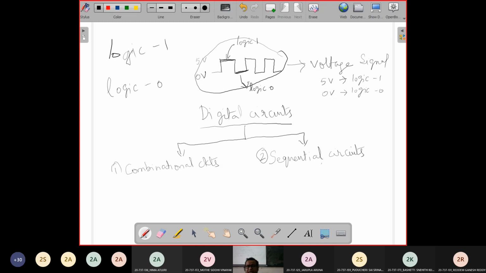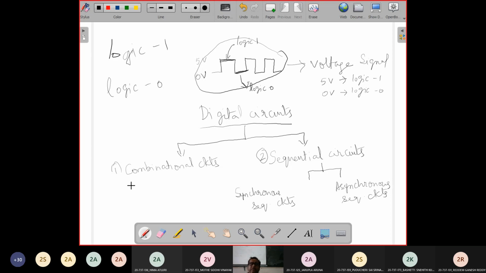Now, if you look at further classification, these sequential circuits are once again divided into two types. We can have synchronous sequential circuits, and we can have asynchronous sequential circuits. Whatever I'm writing here, in the entire duration of the course, we are going to understand the design of these different types of circuits.